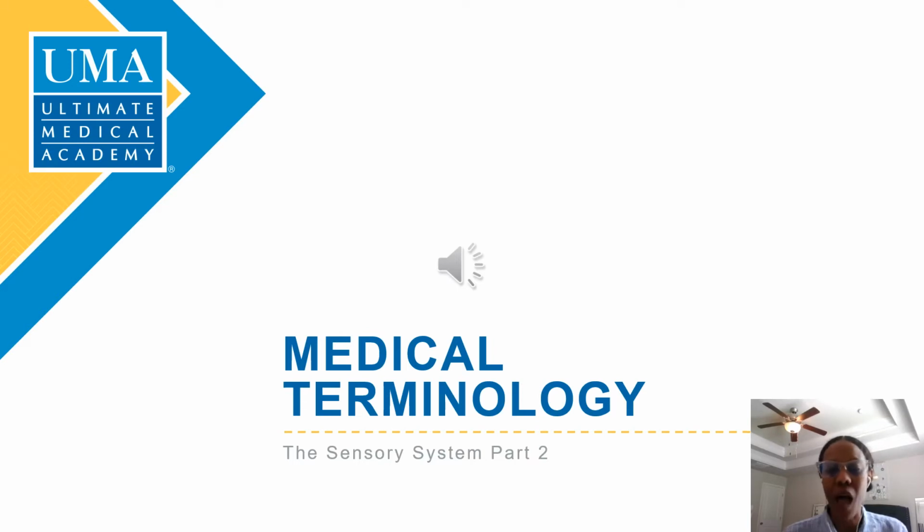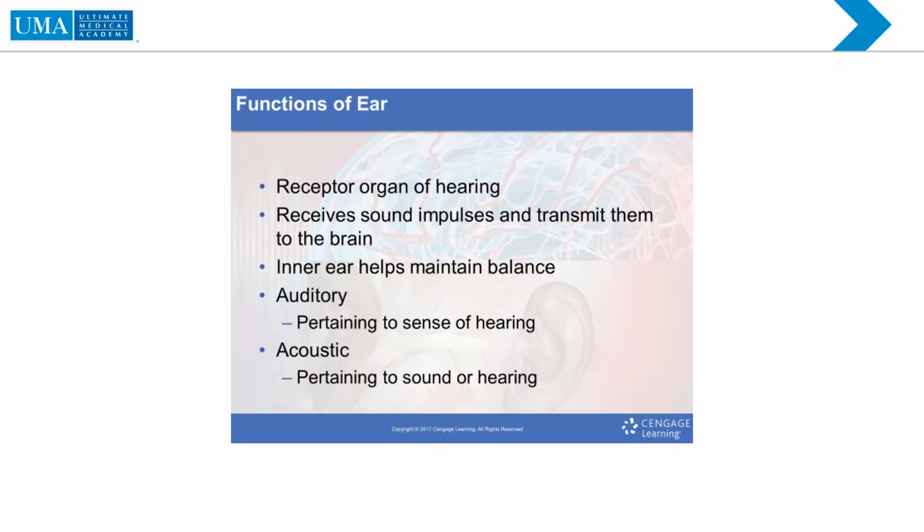Today in medical terminology, we'll take a closer look at the sensory system, specifically the ears. We'll look at the structures within the ears as well as some combining forms relating to those ear structures. So let's dive in. In our sensory system part 1, we covered the eyes, which are part of our system. But now we move on to discuss the functioning of the ears.